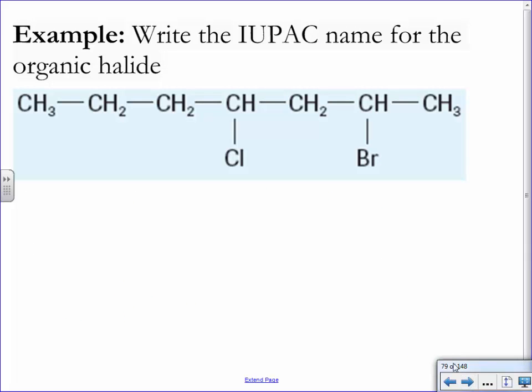So let's try this one. Try to name this guy. So start at the end. How many carbons in a row? 1, 2, 3, 4, 5, 6, 7. So that's a heptane. And if we had to, I'm sure we could deal with a double bond there. But I'm pretty sure you're supposed to get one or the other. So this will be a heptane.